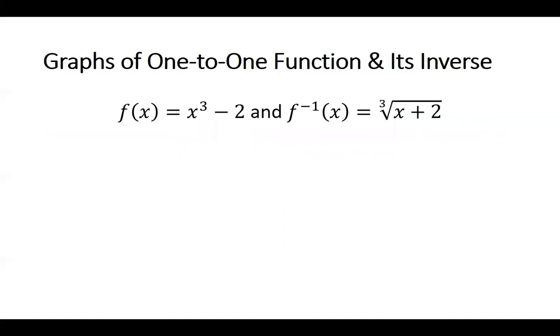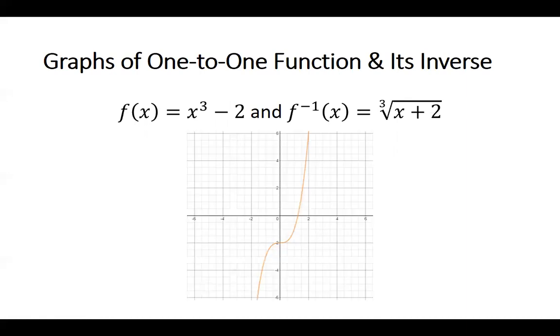So let's look at an example of this. We have f of x is equal to x cubed minus 2, and the inverse of f of x is equal to the cube root of x plus 2. So here I have a graph of x cubed minus 2, and we know what x cubed looks like. We know that this is just shifted down by 2, and you can see that that's what happened there. I'm now going to put the line y equal to x so that we can reflect x cubed minus 2 over that.